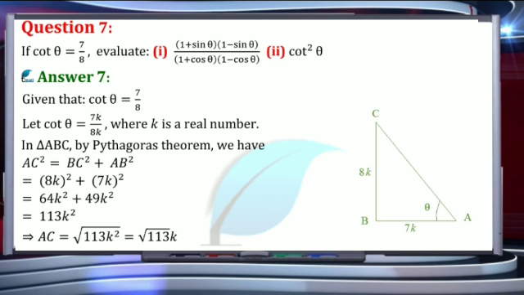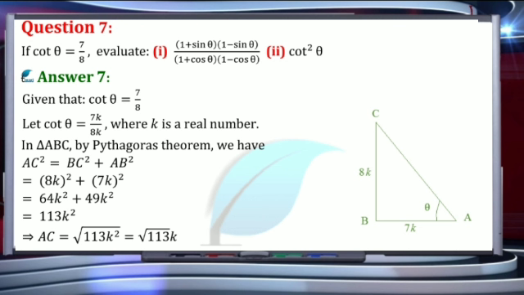So let us consider the base as 7K and perpendicular as 8K. So hence we are going to find the value of AC, that is hypotenuse, by using Pythagoras. So AC square will become 8K whole square plus 7K whole square. So that is 64K square plus 49K square. That is equal to 113K square. So AC is equal to under root of 113 K.